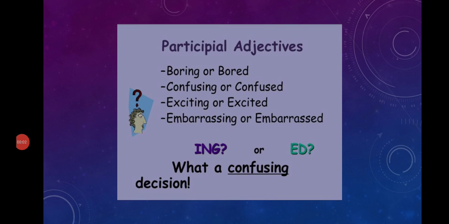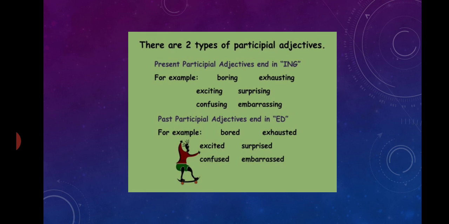Hello, class. On this opportunity, we're going to talk about participle adjectives. As you can see on the picture, participle adjectives are those adjectives ending in ing or ed. We have boring or bored, confusing or confused, exciting or excited, embarrassing or embarrassed. Now, it's important to know when to use these two.